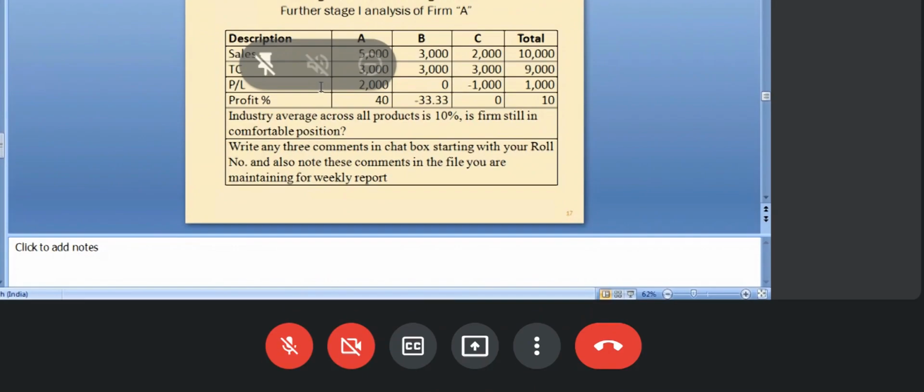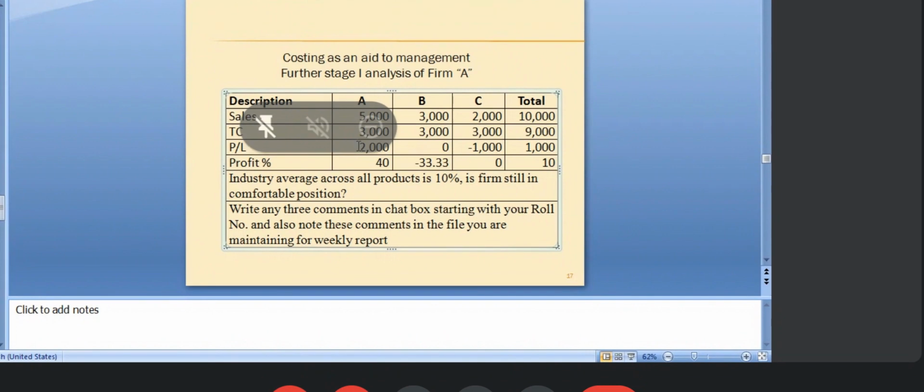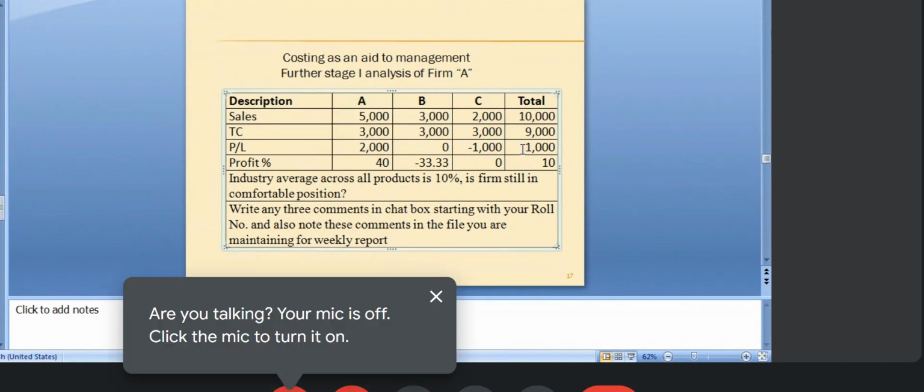Okay, now what is the profit of each department? Department A is making a profit of 2,000, Department B is neither making a profit nor loss, and Department C is suffering a loss of rupees 1,000. Ultimately, what is the profit? 1,000. Before you look at the next row or whatever is written below that, stay here up to these third row only.